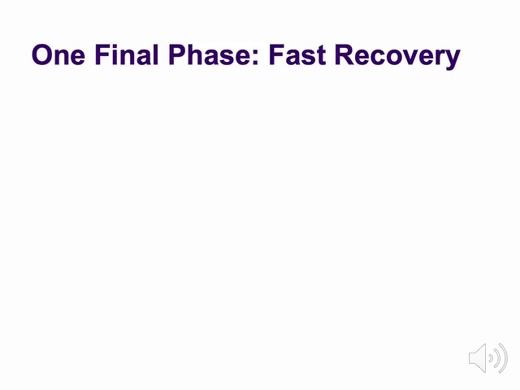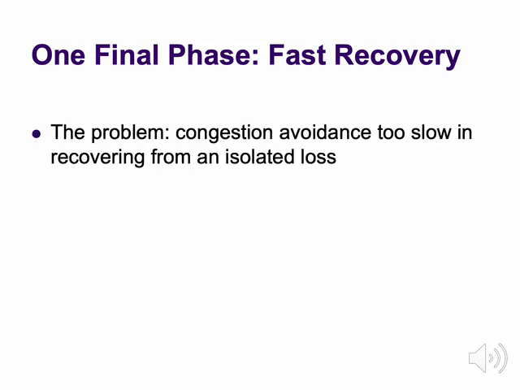So we have one final phase in how TCP does congestion control that we need to discuss, and that's something we call fast recovery. Fast recovery is an optimization to the congestion control logic and algorithm that we've discussed so far. The problem it's trying to address is this issue that arises in congestion avoidance, where when you have a single packet drop in a fairly large window, congestion avoidance, this process of additive increase after having cut your window by half, is too slow to recover. It stops the sender from sending as fast as it could have.